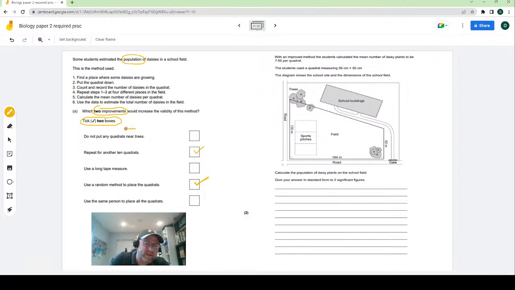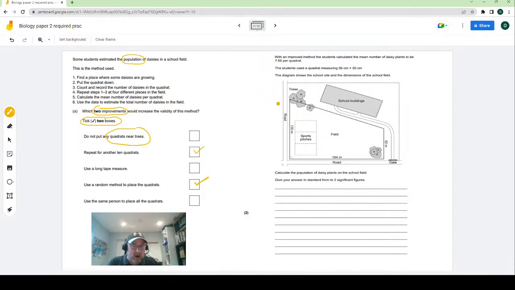Okay, I like your idea, don't put them near the trees, but what does that mean? Does that mean it's random if we say we're not going to go near the trees? What have we done? Yeah, Claire, number 2. The moment we say don't go near the trees, that's our bias. We don't want to go near the trees because it might be tree roots, might be hard to count the poppies or daisies or whatever it is. That's bias. So we're going to skip that. It's 2 and 4 your answers.